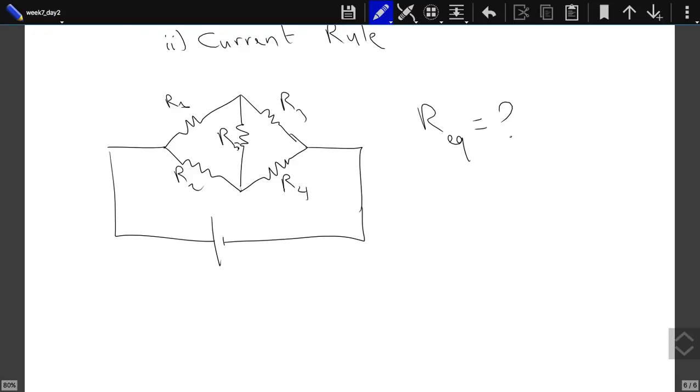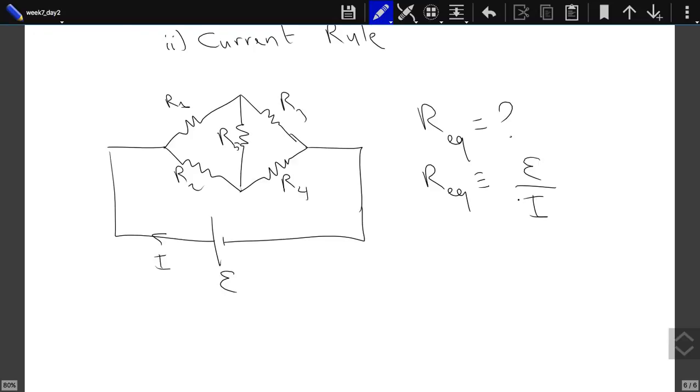So we can use the Kirchhoff's rules to determine the currents in all of these wires. Let's say this is the total current I. Let's say this is epsilon. Our equivalent resistance will be defined as epsilon over I. So if you can determine this current over here, then you can determine the equivalent resistance. So the task is, how do you determine the currents?